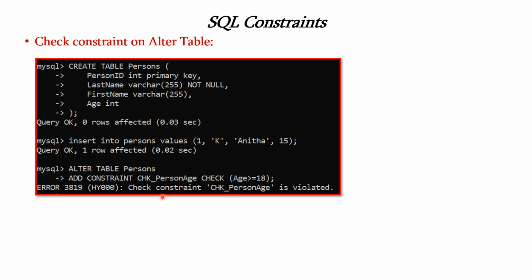So the check constraint is violated. Although we have inserted one row here using 15, and it has been affected, after alter table it will show the error that it is violated. Thus we can enforce the check constraint using both create table as well as alter table.